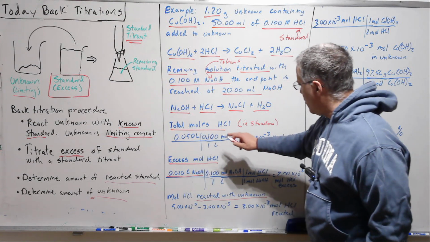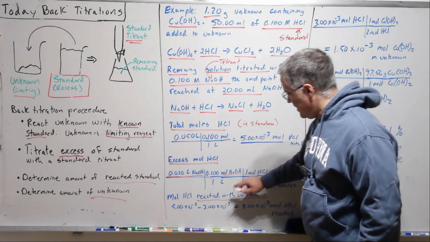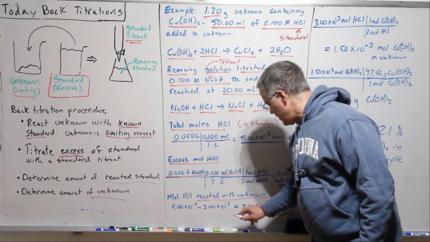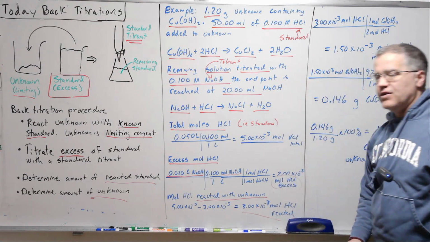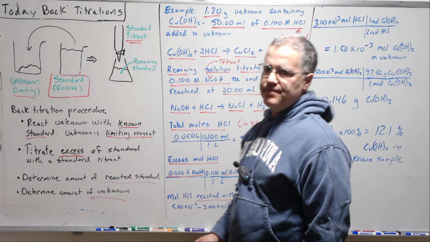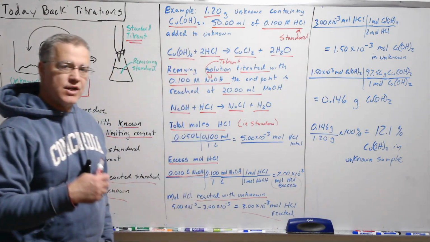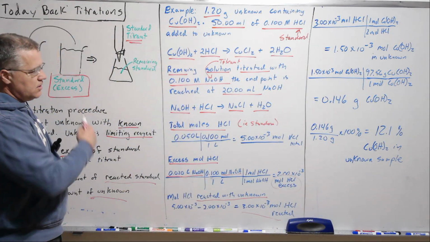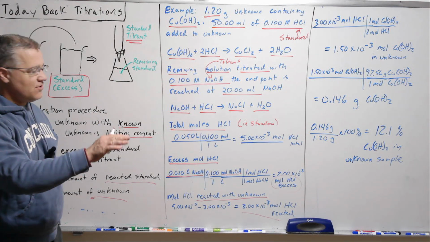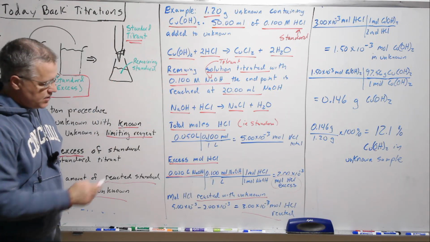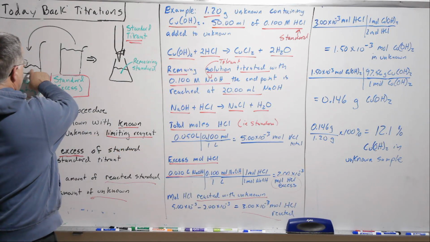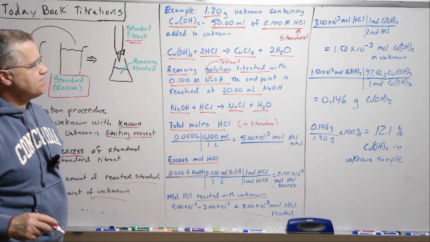Well, we take our total moles, which is this, minus our moles of excess, and that gives us moles of reacted HCl. Okay. Now, when we say reacted here, we're talking about reacted with the original unknown. At the end of it all, it's all reacted: unknown, and then the excess is reacted with the titrant. But what we're going after here is how much has reacted with the unknown.